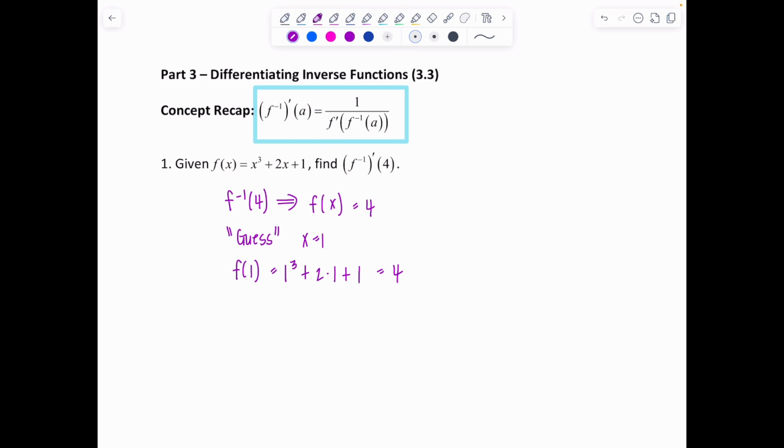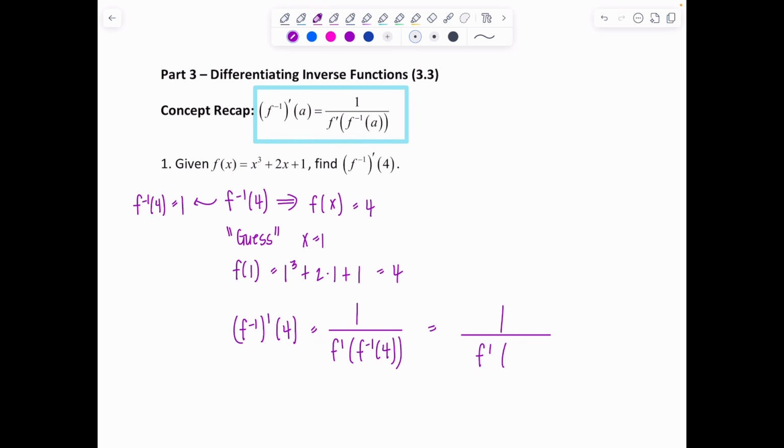Okay, here we go. So just direct application of the formula. There's not too much else to do. So f inverse prime of 4 is 1 over f prime of f inverse of 4. So this is going to be 1 over f prime of, what did we figure out f inverse of 4 was? f inverse of 4 was 1. It's the x value that yields a function value of 4. So I need 1 over f prime of 1.